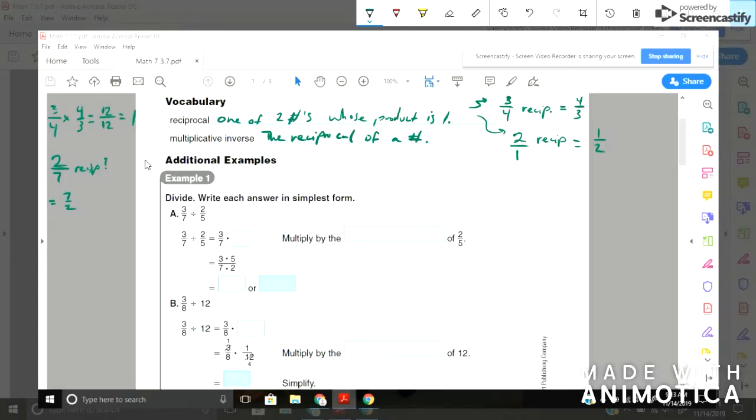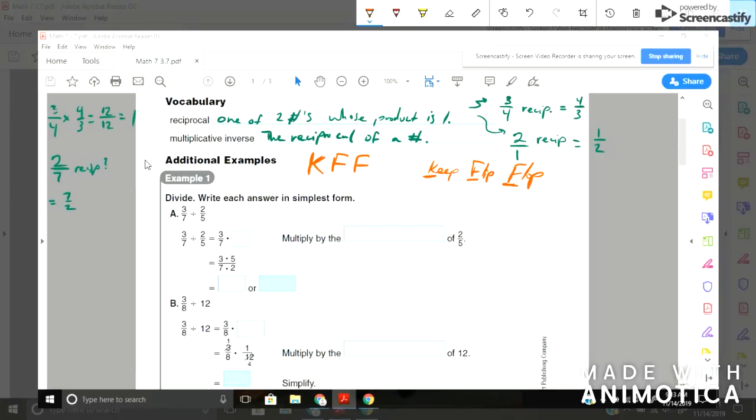The way I actually remember how to divide fractions is I use an acronym, KFF. Okay? And KFF stands for keep, flip, flop. And that's the easiest way for me to remember, rather than trying to remember reciprocal and multiplicative inverse and all this other hoopla. I think KFF is most simple.